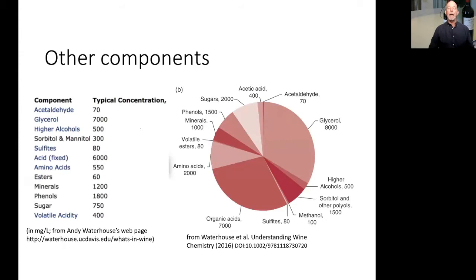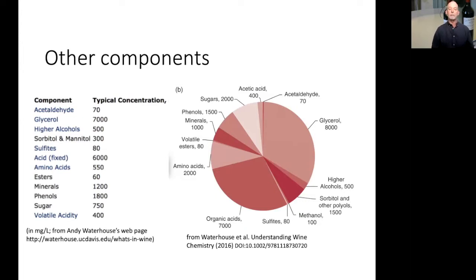I want to thank Andy Waterhouse for his excellent analyses of wines in the past. On the left-hand side, we see a copy from his webpage of different ingredients, and on the right, we see a pie chart representing a very similar concentration of different ingredients in a book that he published on understanding wine chemistry. These ingredients are in concentrations of milligrams per liter.